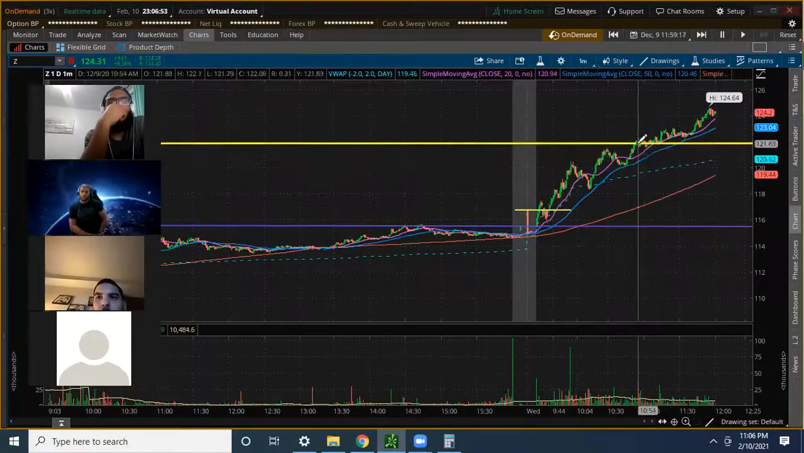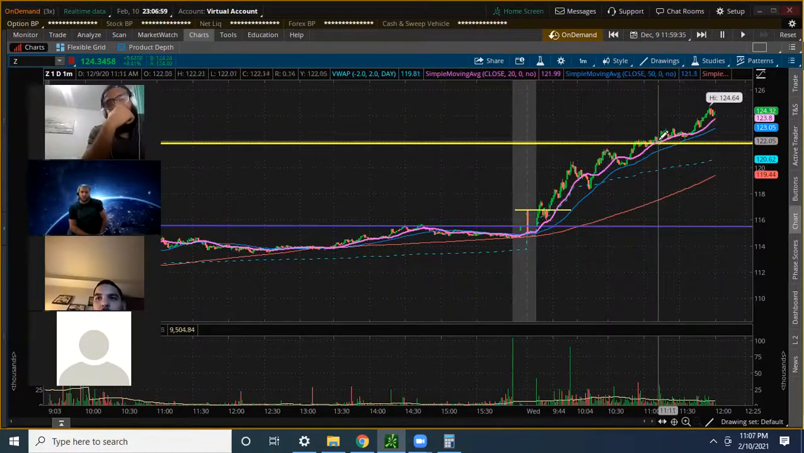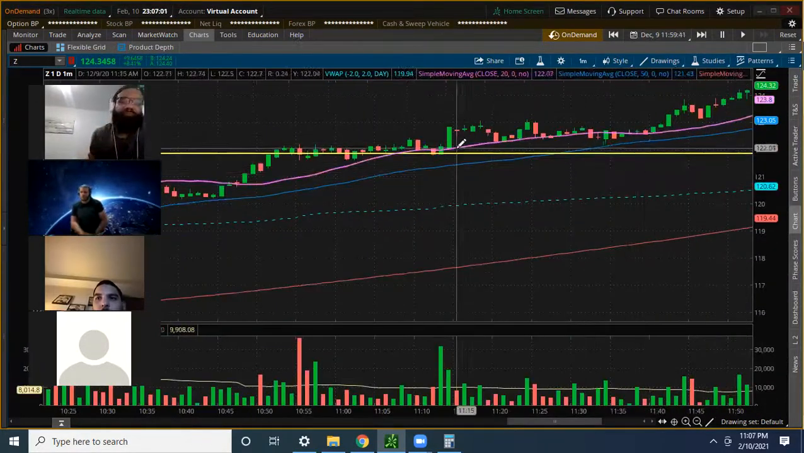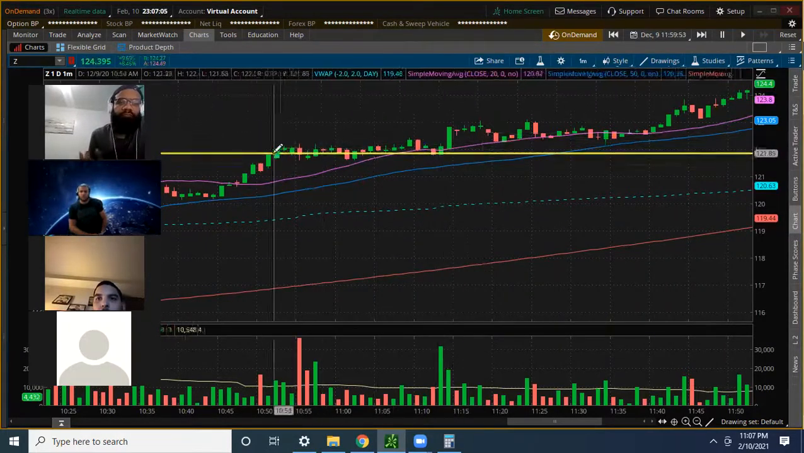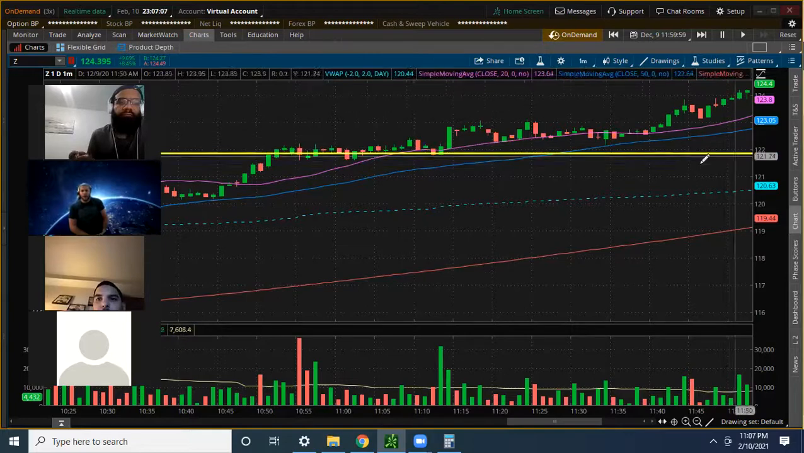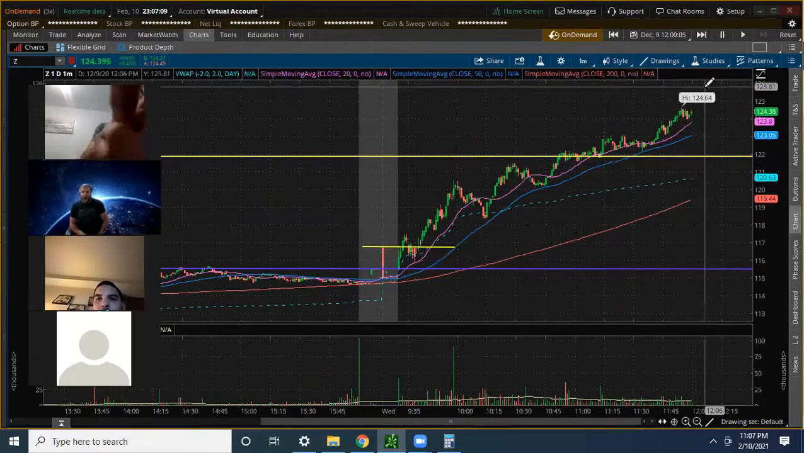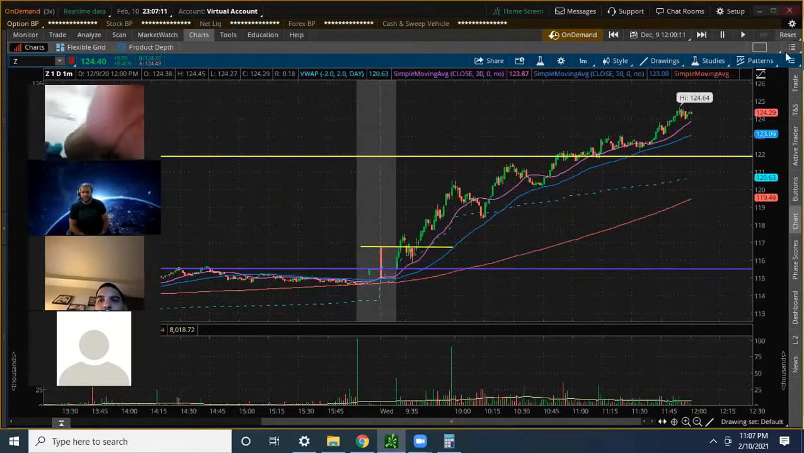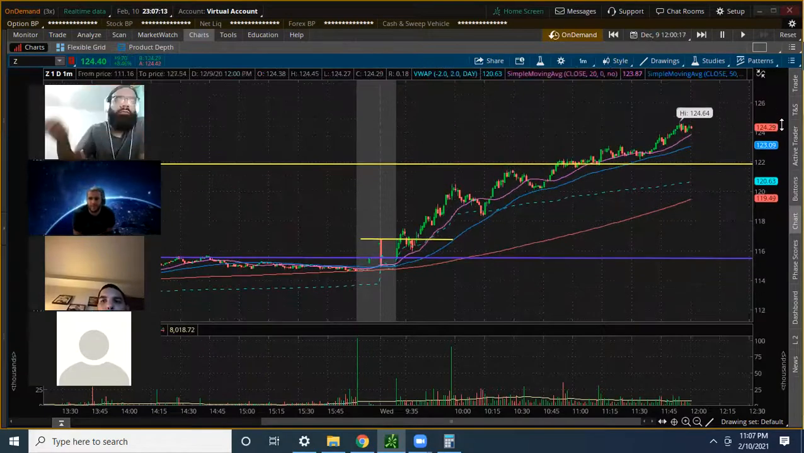See how it had a difficult time passing that? It zigzags over here, and then it found support on that line. Boom, it broke out. Unbelievable. 800% in one day. Wow, that's crazy.